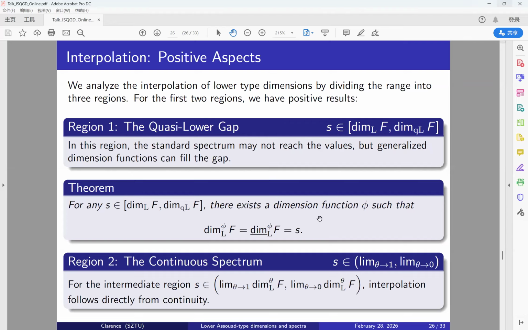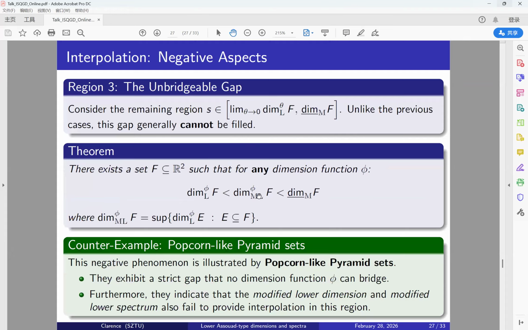Just to say, the generalized phi lower dimension can interpolate from the lower dimension to the quasi-lower dimension, as the theorem shows. For region 2, for the s limit to 1 and limit to 0, the interpolation naturally holds from the continuity of the lower spectrum. So on this slide, the generalized lower spectrum and the lower spectrum combined together can fully interpolate from the lower dimension to the values of limit to 0. However, the generalized lower spectrum fails for the limit 0 to the lower box dimension.